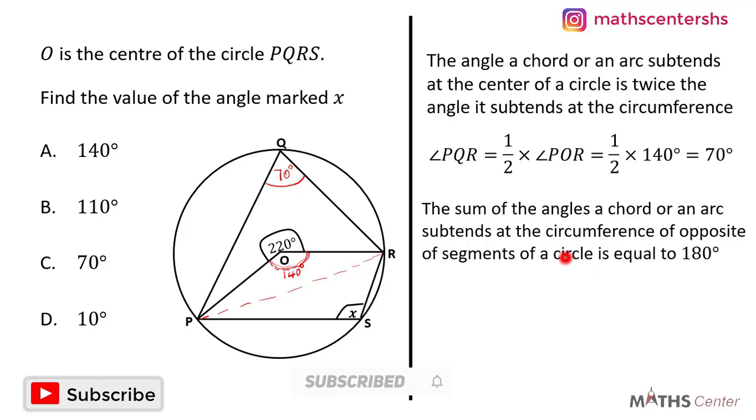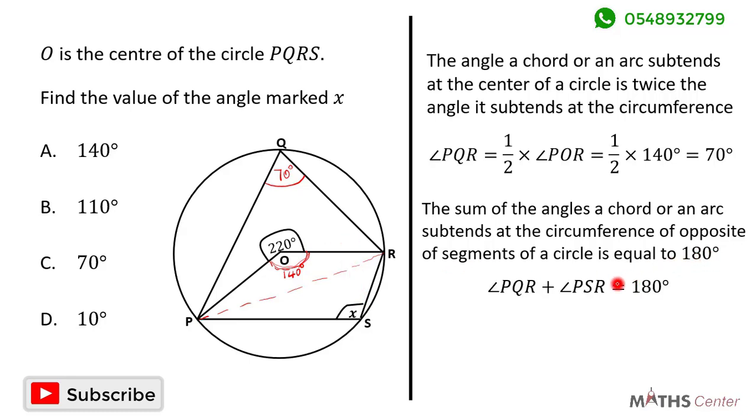The theorem says that the angles that this chord subtends at the circumference in opposite segments, when you add them, you should get 180 degrees. So what this means is that angle PQR plus angle PSR should give us 180 degrees. Angle PQR is 70 degrees, and angle PSR is x. So 70 degrees plus x should give us 180 degrees.